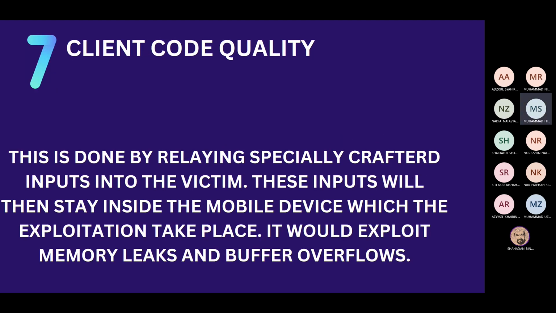Next is client code quality. This is a difficult attack vector, but it is done by relaying specially crafted inputs to the victim. These inputs will then stay inside the mobile device until the exploitation takes place. It will then exploit memory leaks and buffer overflows. One example of this is back then during the old Opera browsers with their buffer overflows.